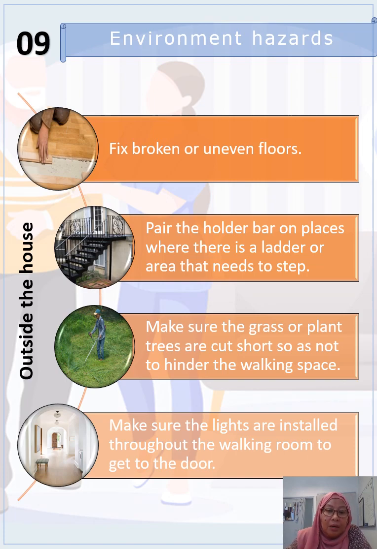Install holder bars in places where there is a ladder or an area that they need to step. Okay, so left and right, so that it is easy for them to hold on to the bars or handles. Make sure the grass, plants, and trees are cut short so as not to hinder the walking space. Make sure the lights are installed throughout the walking route to get to the door.